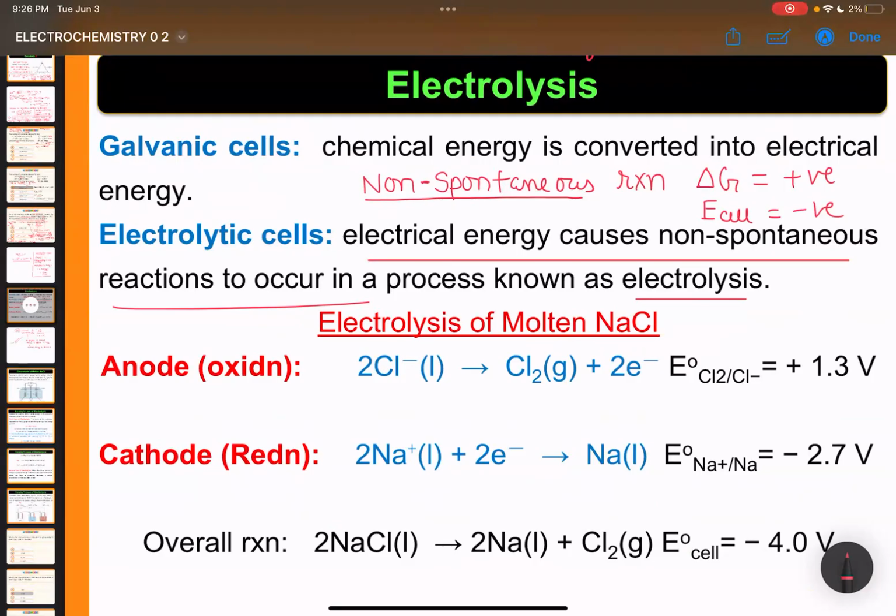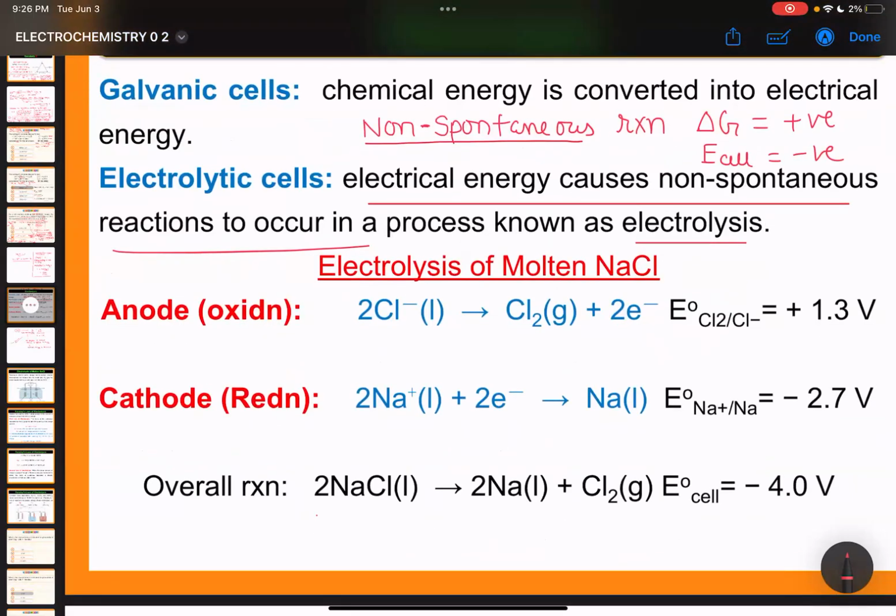You are passing electric current, and you are breaking a compound into some new components. For example, if you take NaCl liquid, does NaCl change to sodium and chlorine? It never happens. Sodium chloride is a common salt which we have in our homes. Does it change to sodium and chlorine gas? Chlorine gas is very poisonous. Sodium is very reactive. We don't see it happening. Why don't we see it happening in our kitchen where we use NaCl? We use it in our food. The answer is quite simple.